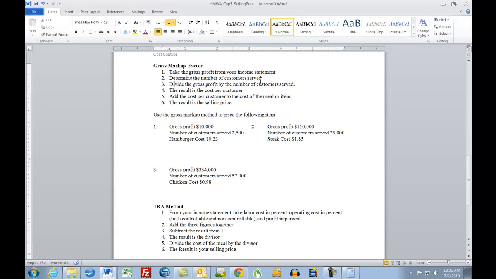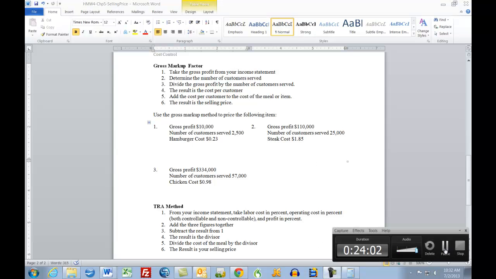Once you determine the number of customers served, you need to divide the gross profit by the number of customers, and the result is called your cost per customer. Then you add your cost per customer to the cost of your meal to get your selling price. So let's go ahead and do this together. And if I'm not mistaken, I did provide you with an example of this as well.